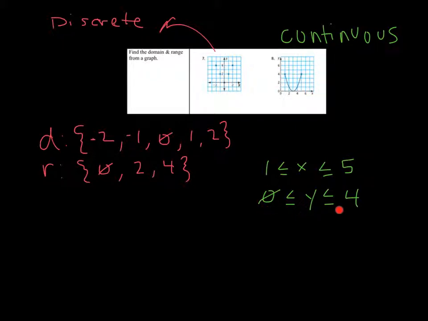For my range, this one's a little bit different because my lowest point is right here in the center of the parabola. It's called the vertex, and that actually occurs at 0. See, remember you have to go over to the y-axis. So this point, my lower boundary was 0, and my upper boundary, these two share a y value of 4. So 0 is less than or equal to y, which is less than or equal to 4.